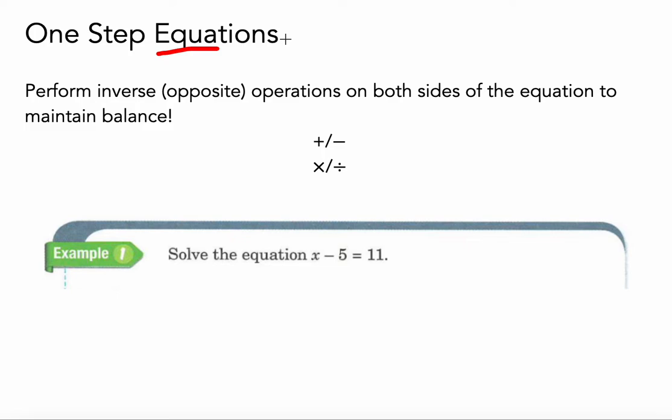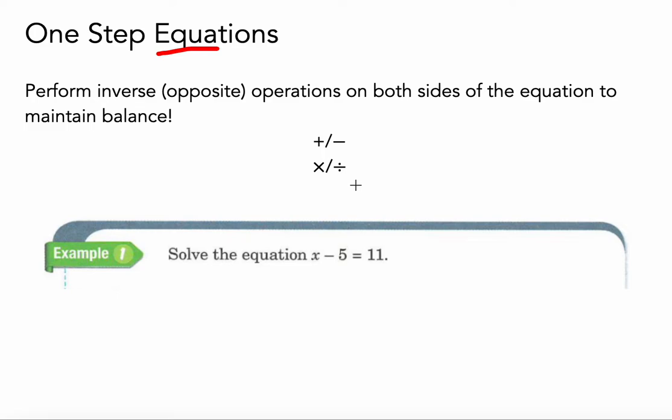Using the analogy of the scale, in order to keep both sides equal to each other, but also solve for what value the variable represents, we need to perform inverse or opposite operations on both sides. To review, adding and subtracting are inverse operations of each other. They undo each other. And multiplication and division are inverse or opposite operations. Make sure you have that in your notebook.